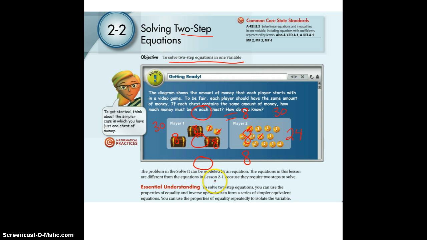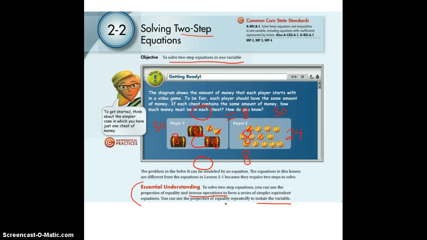So the problem in the solve it can be modeled by an equation. The equations in this lesson are different from the equation in lesson 2.1 because they require two steps in order to solve them. So the essential understandings in this section, to solve two-step equations, you can use the properties of equality and inverse operations to form a series of simpler equivalent equations. You can use the properties of equality repeatedly to isolate the variable. And again, we're still going to focus on isolating the variable, and we're still going to focus on inverse operations.